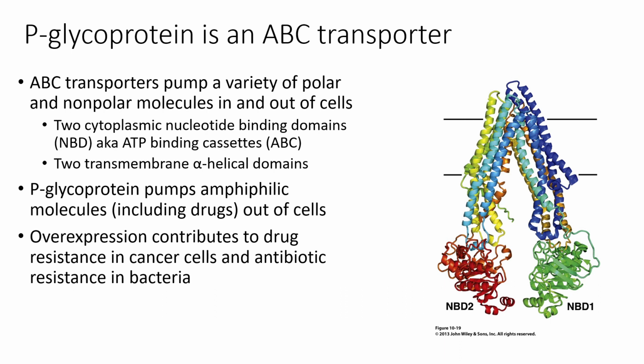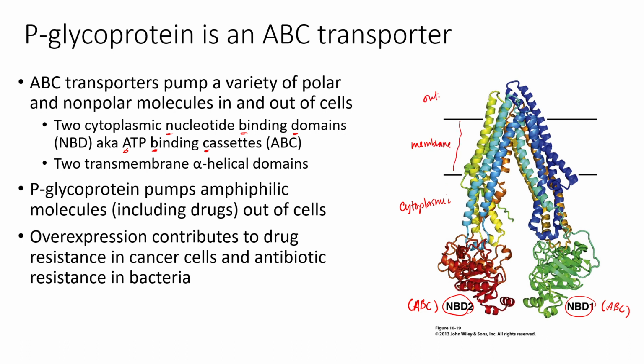And so in general, ABC transporters have two cytoplasmic nucleotide binding domains, which are labeled here NBD for nucleotide binding domain, right? These nucleotide binding domains are also called ATP binding cassettes, or ABCs. So ATP binding cassette, A, B, and C. And this is on the cytoplasmic side. Here we have our actual membrane region.